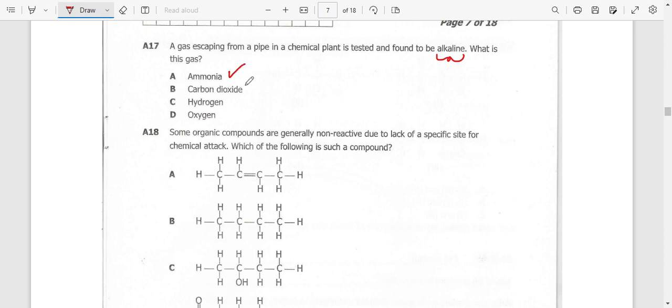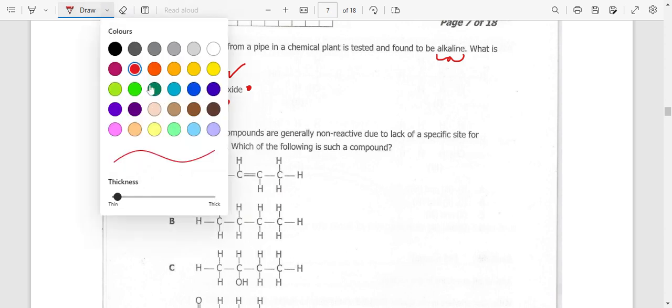So ammonia is a base. What of carbon dioxide? No. Hydrogen? No. Oxygen? No. So the answer is ammonia. Is that okay? Yes, yes.